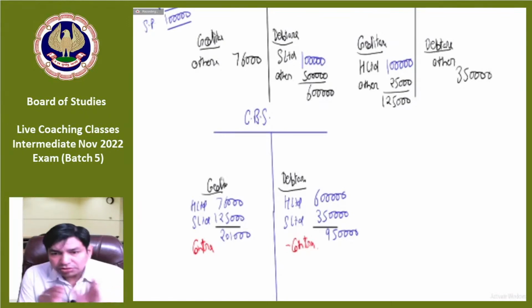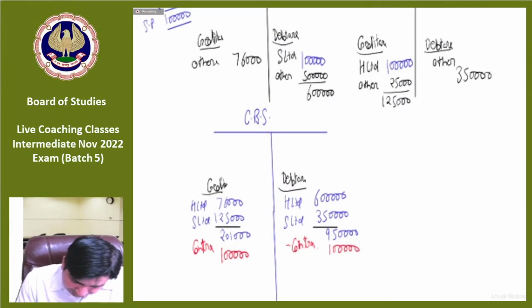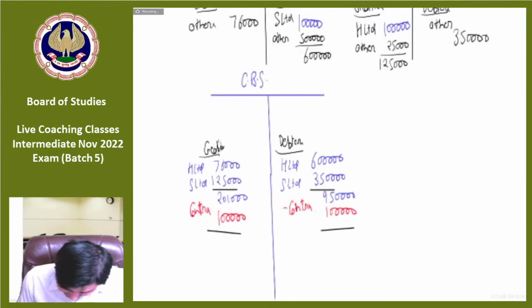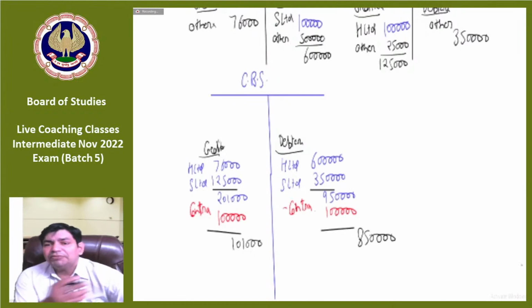In the books of both sides, 1 lakh is contra in this example, and that has to be reduced. After that there will be a figure in the outer column, that is the net figure. That is 1 lakh 1,000 net for creditors, and here 8 lakh 50,000 is the net figure for debtors. Intercompany dealings are cancelled.